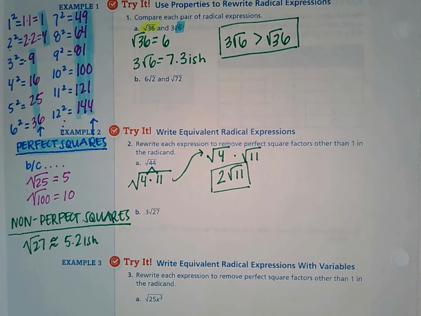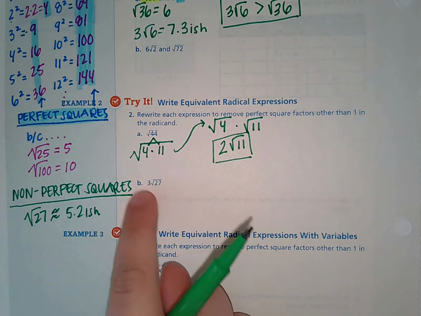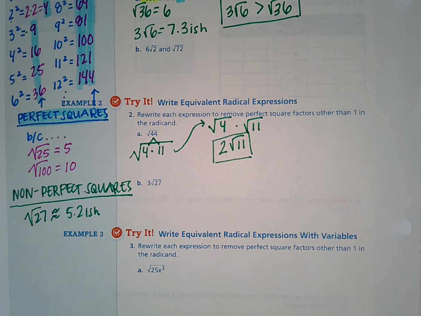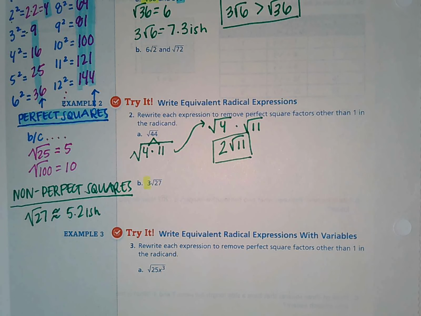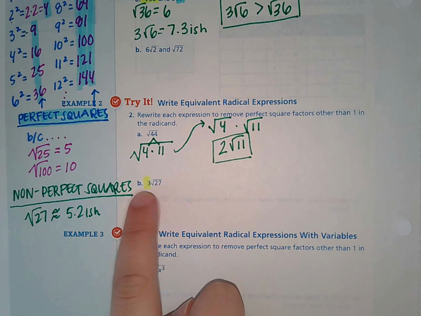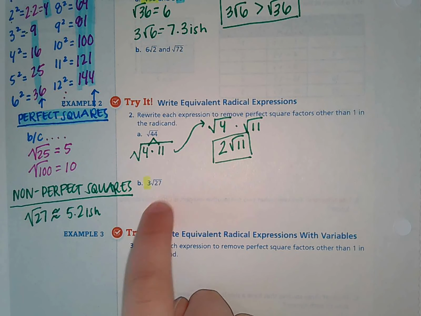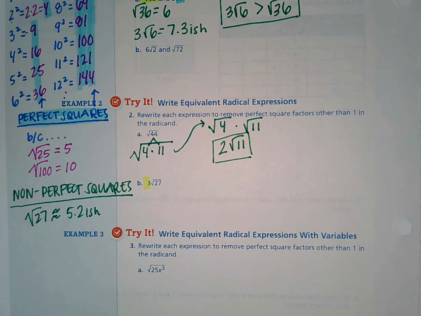So we're going to do the same process for example B, but notice how example B has this 3 out in front of it. This 3 is going to change things up a little bit. We just need to not forget about this 3. So I highlighted it. We'll see how it acts in our problem.